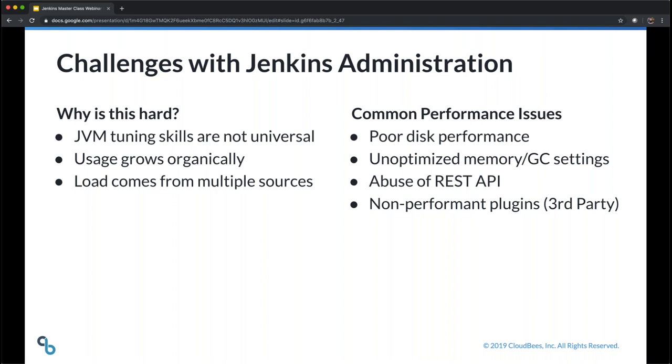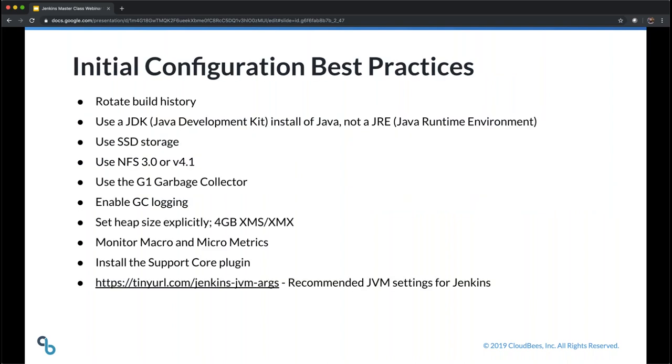Jenkins usage grows organically. It's tough to estimate how many teams are going to jump on the Jenkins train like you saw in that video. Then of course, loads. Loads come from multiple sources: long running pipelines, REST API calls, source code management polling. All these different pieces can cause performance issues. So it's important to note here that Jenkins itself isn't the problem. Instead, remember what Ryan has said, it's a Java application and these best practices with administration are very, very important. And so here you see, I'm not going to run through these point by point, but you'll have these slides to come back to afterwards.